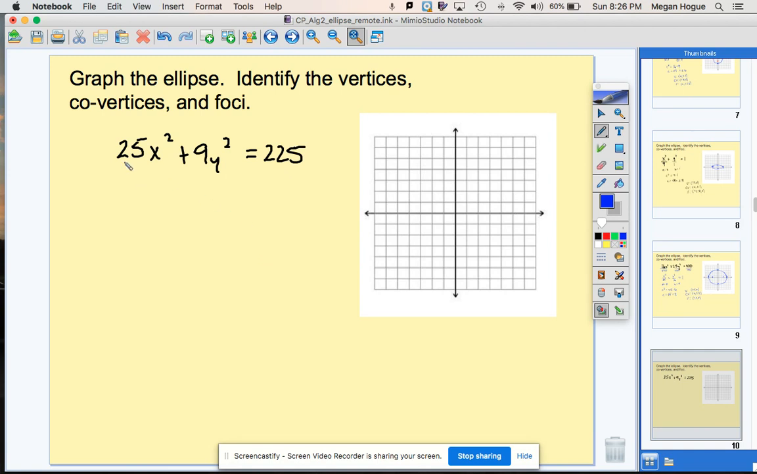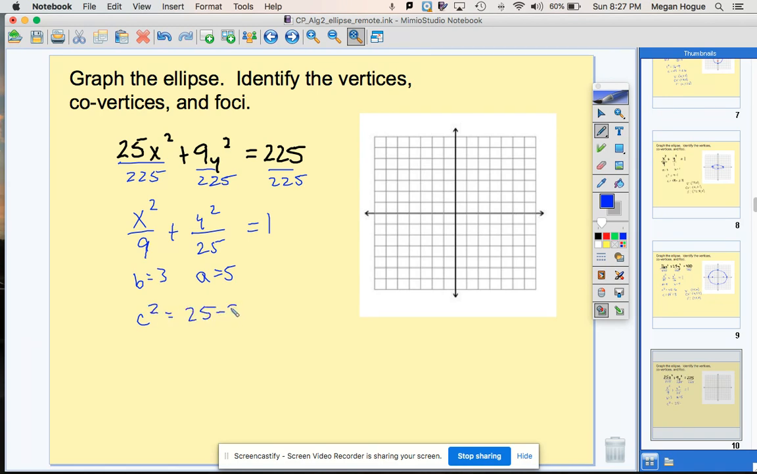If we did that and came back, we're going to divide each of these by 225. So we're going to get x squared over 9 plus y squared over 25 equals 1. Remember, that's the goal, is to get it equal to 1. Well, this is bigger, so that means my A is 5 and my B is 3. C squared equals 25 minus 9. Well, another nice one, that's 16. So that's going to give me 4.